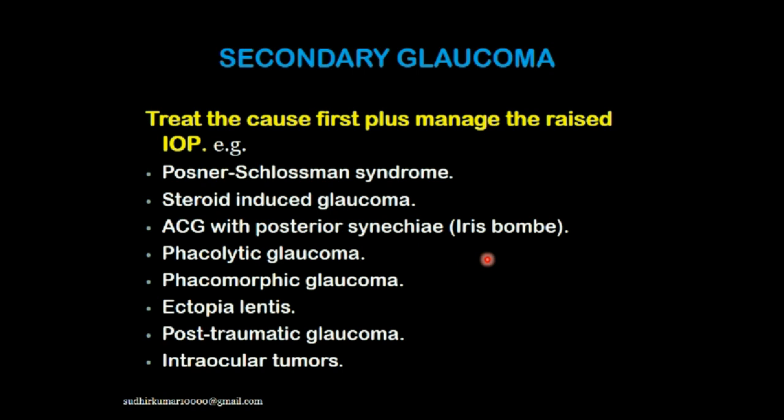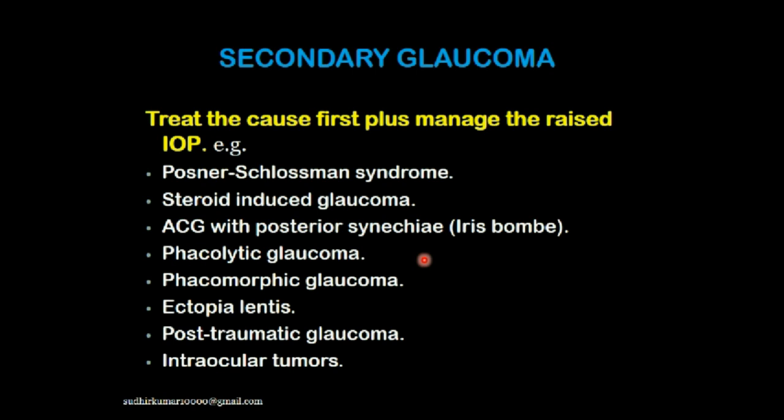Phacolytic glaucoma. This is a glaucoma especially seen in hypermature cataracts. In this, the lens protein leaks outside into the anterior chamber and causes inflammation of the uvea. So this is a type of uveitis associated with increased intraocular pressure. So the treatment is control of uveitis with steroids and removal of the cataract.